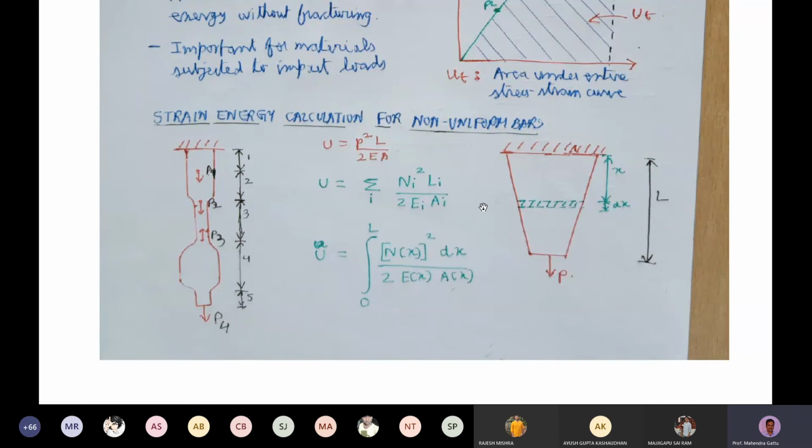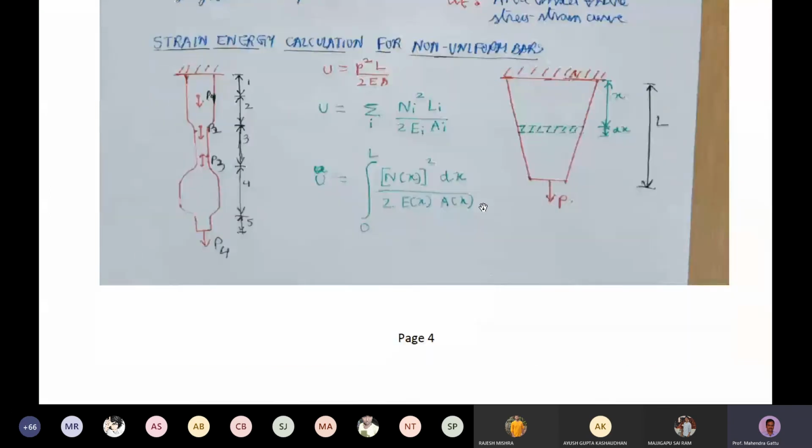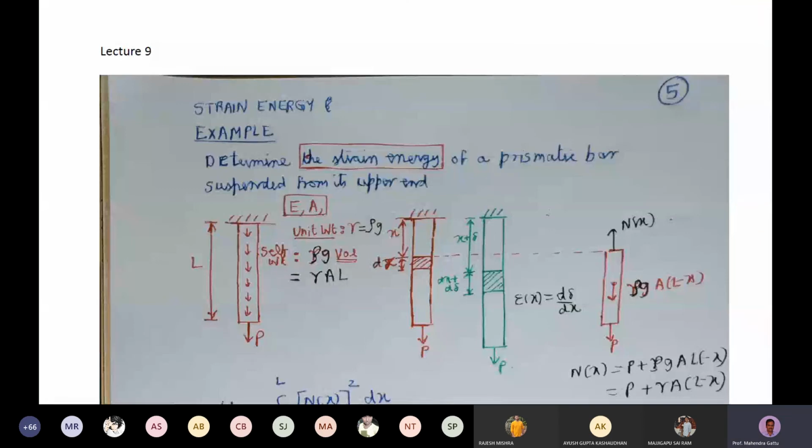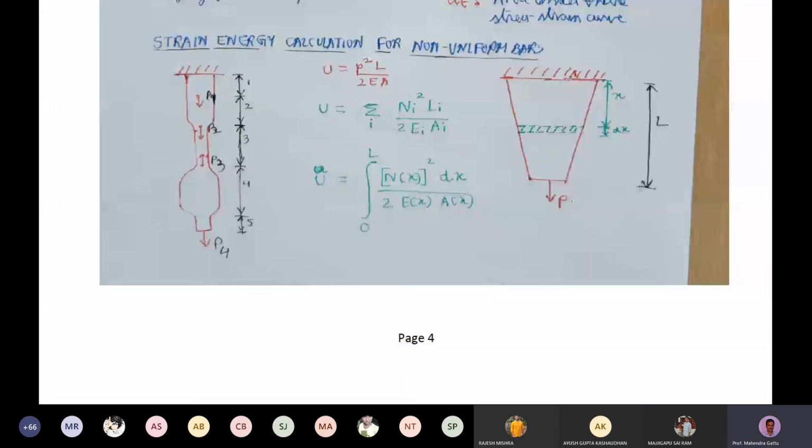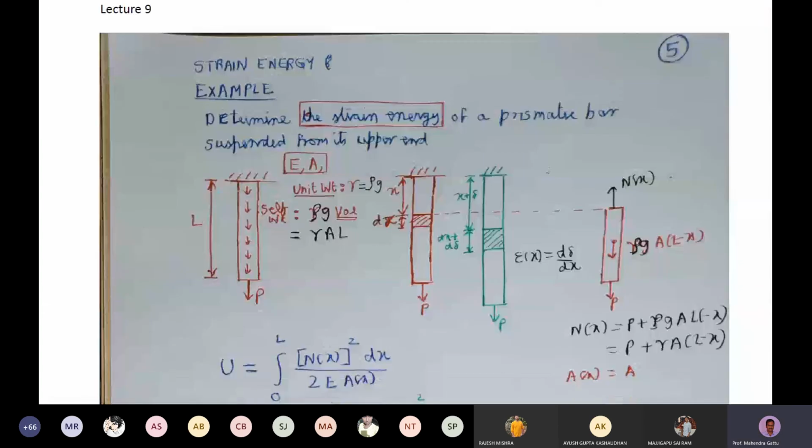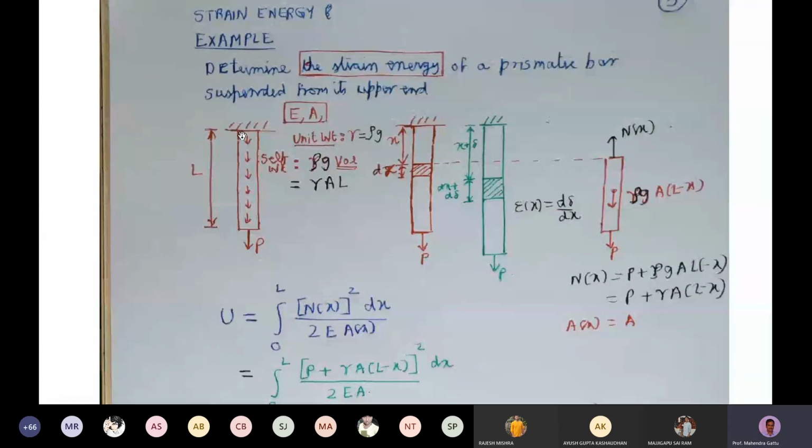So what we will do next is apply this concept to a simple example. So we have here a prismatic bar, and these multiple arrows indicate the gravitational pull acting on the bar throughout the length in the axial direction, that is in the longitudinal direction, and we have an external load P acting at one end. So the properties of the bar are modulus of elasticity E and area of cross section A, and let's say the density of the bar is rho.